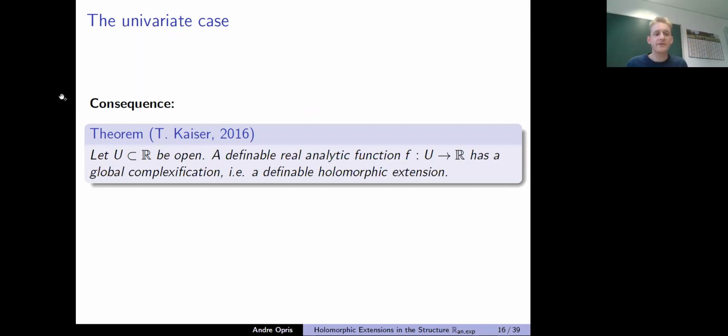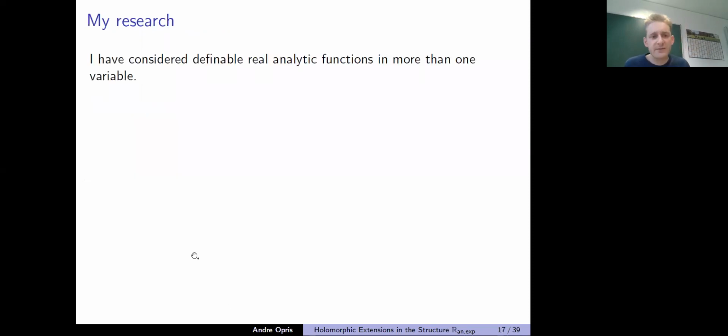Proceeding from this consequence, note that this method fails if you deal with more than one variable, since then you don't have control. The complement subsets are in general also infinite. So this is the starting point for my research. I have considered definable real analytic functions in more than one variable. The idea is actually the same as Tobias Kaiser's. I took preparation, I want to look at preparation theorems for R_an^exp definable functions, compute the extension in one variable, and then do the induction on the number of variables.